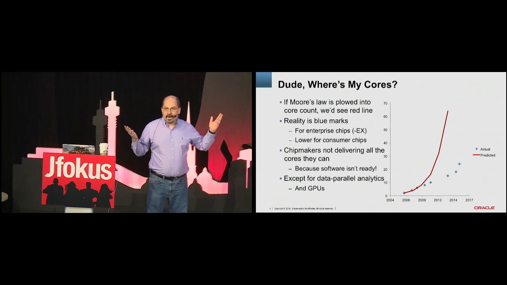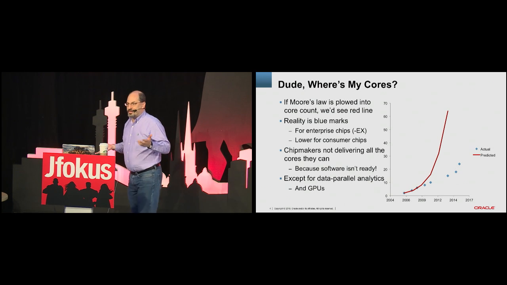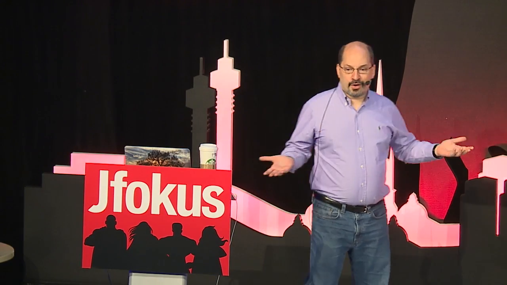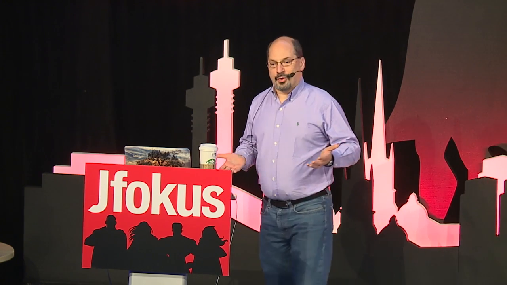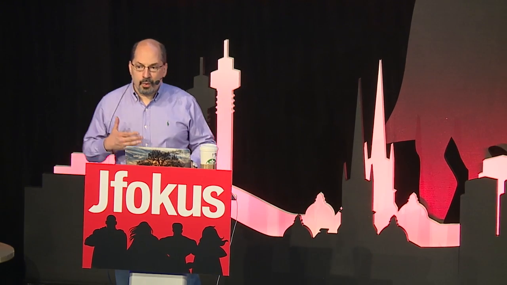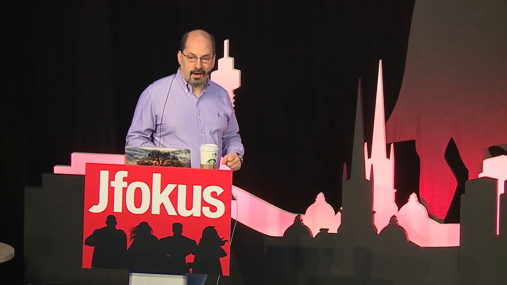So why are the chip makers not delivering all the cores they can? Is it because they're lazy? No. It's because we're incompetent, right? We as software developers can't use all those cores. The software we write is not able to keep those cores busy. So if they were able to deliver a 1,000-core chip for a rack mount server, we wouldn't know what to do with it. We wouldn't be able to keep those cores busy. We wouldn't be able to use all the cycles that we're paying for.